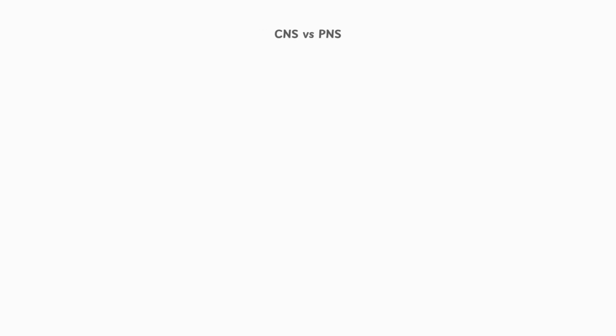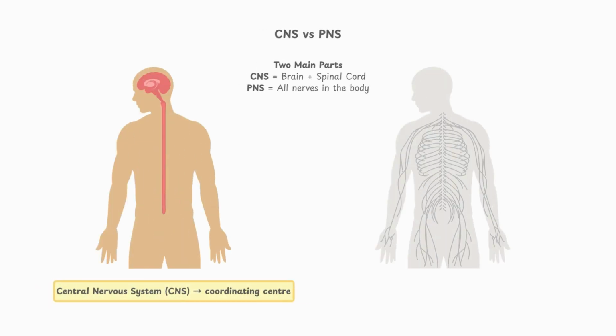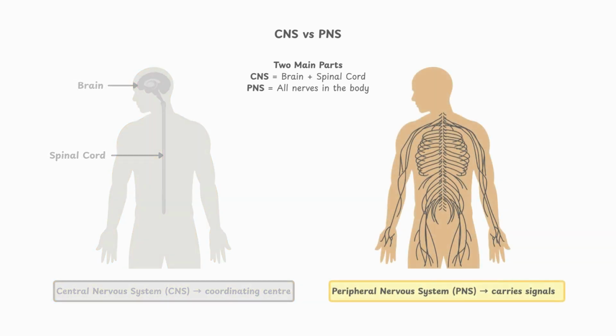The human nervous system is made up of two main parts. The central nervous system, or CNS, includes the brain and spinal cord and acts as the body's control center. The peripheral nervous system, or PNS, consists of all the nerves that extend throughout the body, connecting the CNS to every organ and tissue.